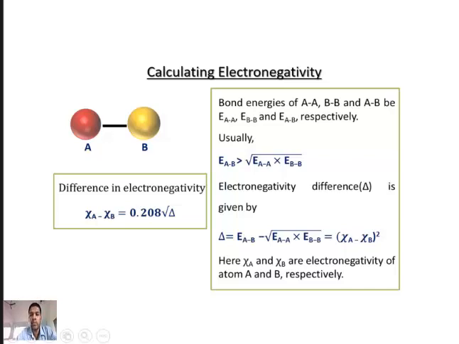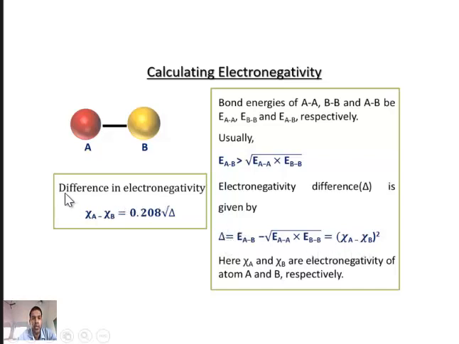Pauling states that this difference between the observed bond energy of the AB bond and the geometrical mean of the bond energies of the AA and BB bonds is equal to the square of the difference in the electronegativity. Thus we can say the difference in the electronegativity of atom A and atom B, which is denoted as chi A and chi B respectively, is equal to the square root of delta.